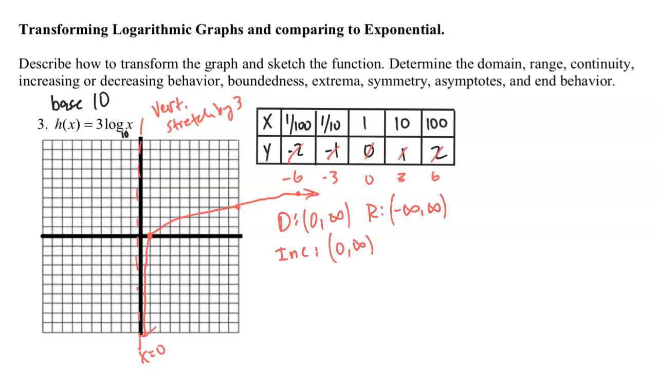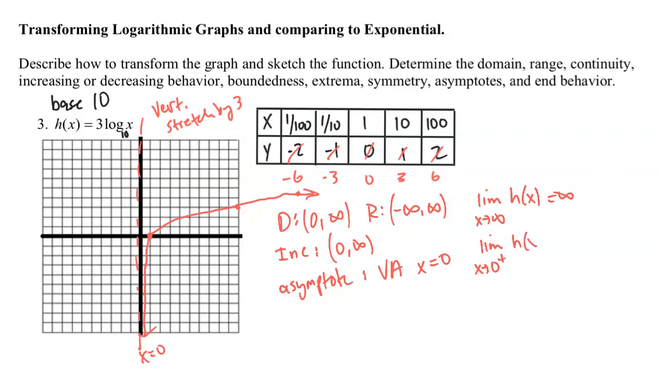There is no boundedness. There are no extreme points, no maxes or mins. There's no symmetry. There is an asymptote, and that asymptote is a vertical asymptote at x is equal to 0, and there is end behavior. So the limit as x approaches infinity of h of x is going to equal positive infinity, and the limit as x approaches 0 from the right side of h of x is going to equal negative infinity.